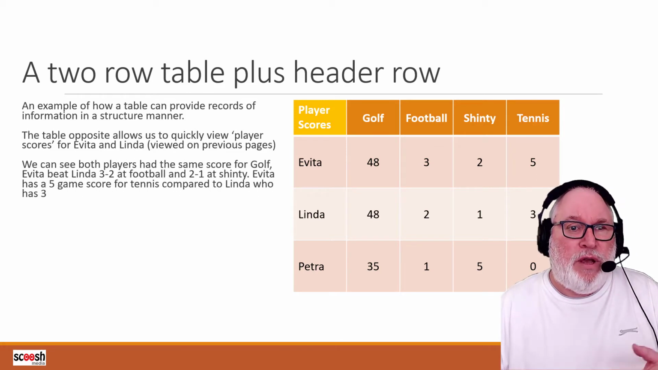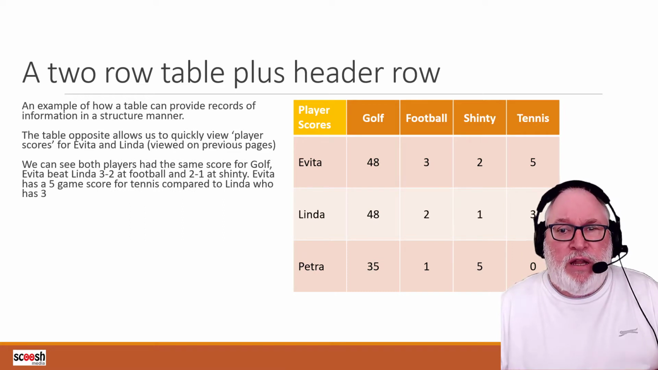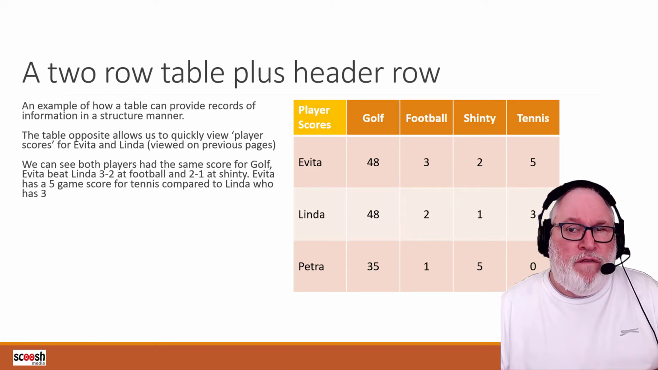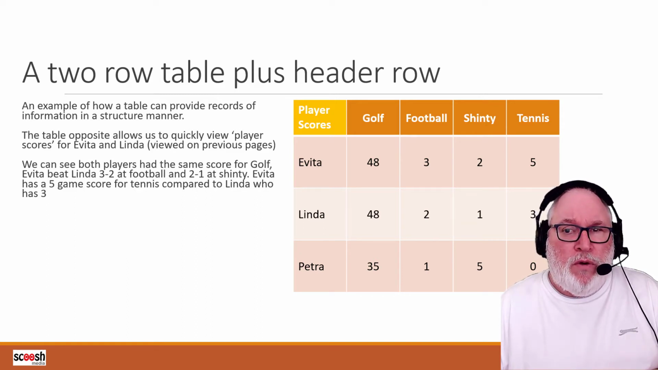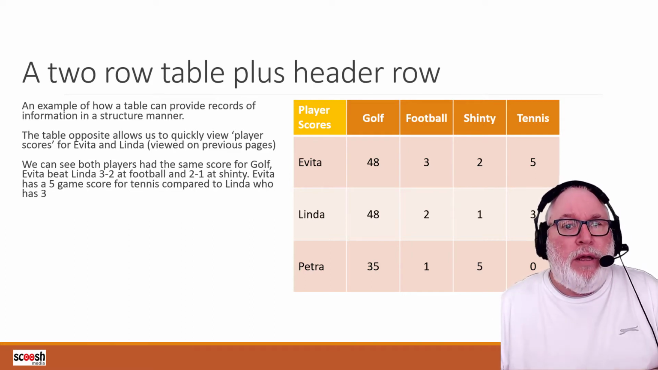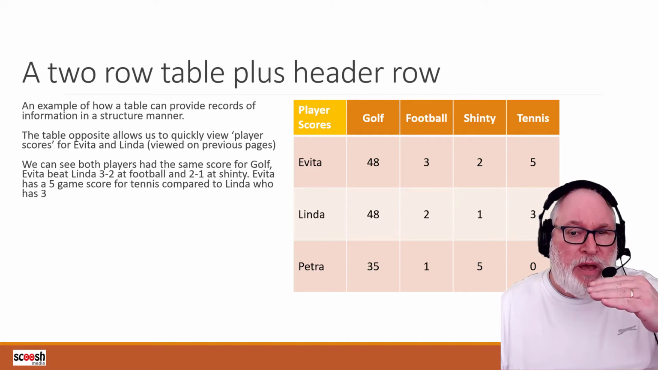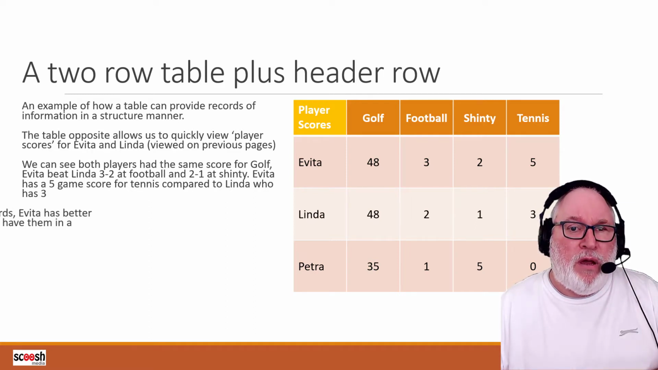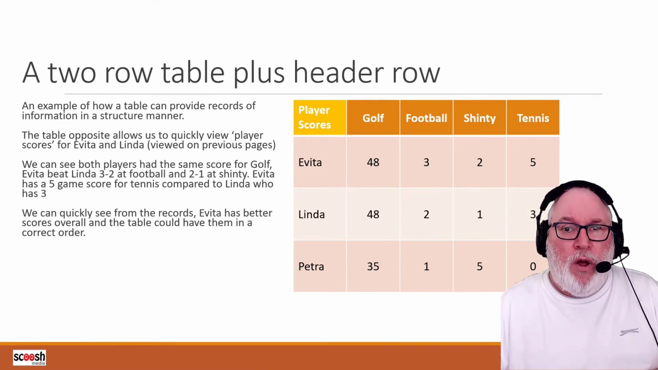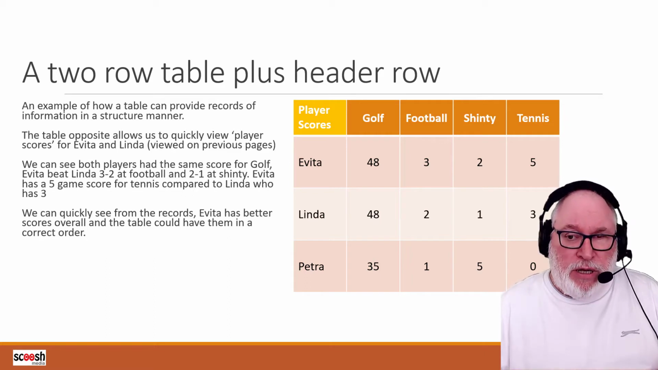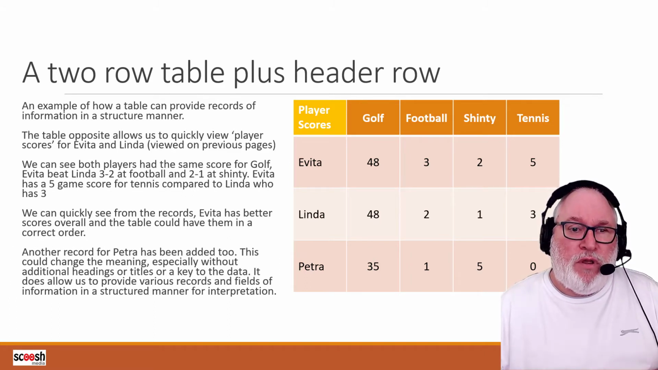So with Evita and Linda, we could actually see that they are exactly the same on scores for golf. Evita is beating Linda 3-2 on football, 2-1 on shinty, and 5-3 on tennis. And that's why we tend to have league tables when we do things, so the best is at the top. And it quickly lets us know who's the best and who's maybe towards the bottom, competing at the lower end. So we can quickly see records and we can have an overall flavour of what tables are actually telling us, especially if they're put into some sort of order.